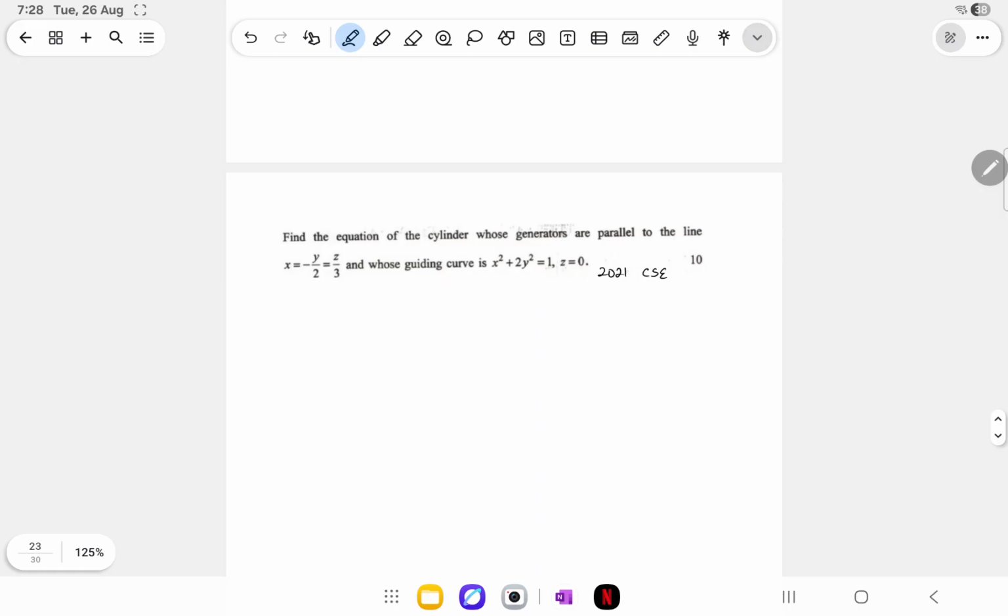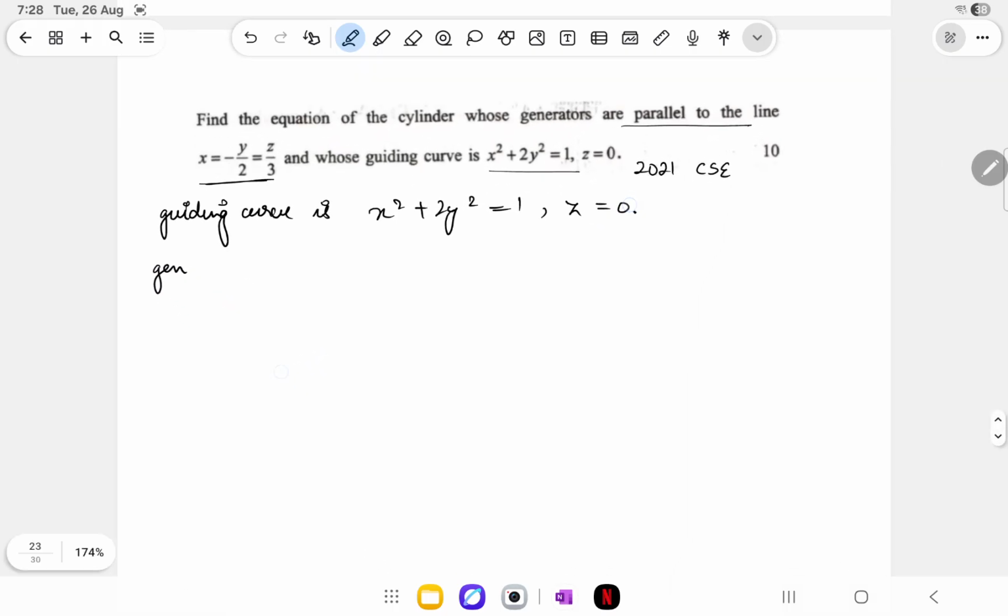So the next question says: find the equation of the cylinder whose generators are parallel to this line and whose guiding curve is x square plus 2y square is equal to 1, z equals 0. It is given that the generators are parallel to the line x by 1, y by minus 2 is equal to z by 3.